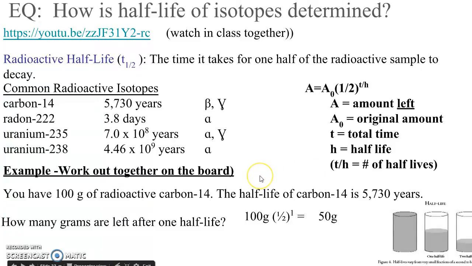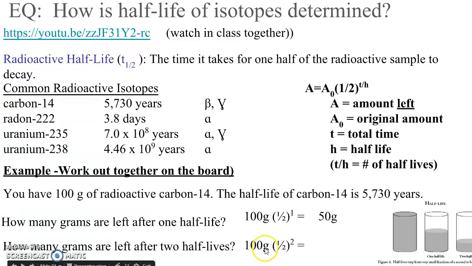If I let this go for 2 half-lives, how many grams are left after 2 half-lives? I literally have the equation 100 grams, which is my original amount, times 1/2 to the second power. So that's the same thing as saying 1/2 times 1/2, and I would cut that amount in half again. So 1/2 times 1/4, and I get 25 grams left. For it to go through 2 half-lives, it would take 11,460 years for me to go from 100 grams to 25 grams. If I went through a third half-life, you could probably guess I would just cut this number in half and I would end up with 12.5 grams.